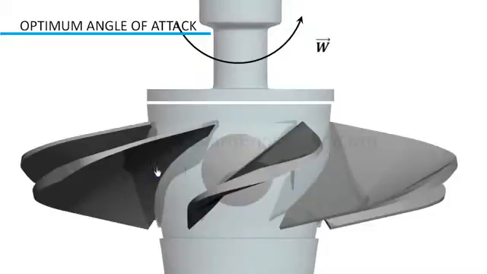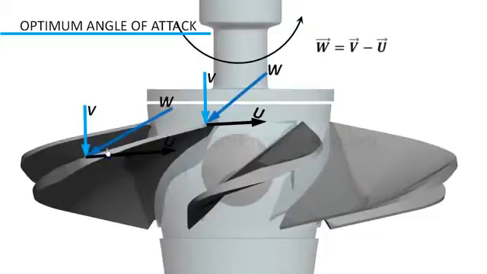Even though the absolute velocity is axial, the relative velocity will be inclined, depending upon the blade velocity. The inclination of the relative velocity increases as we move from root to tip, due to increasing blade velocity. There should be a continuous twist in the blade, from root to tip, so that at every cross-section the angle of attack is optimum.